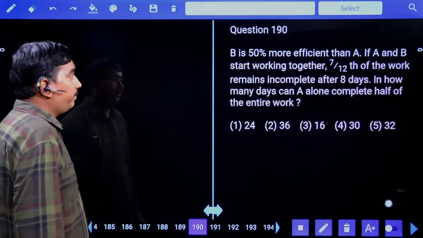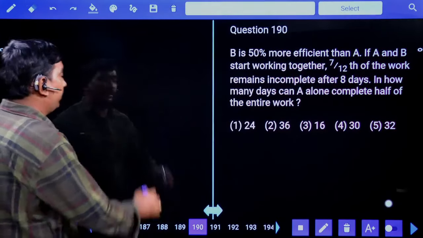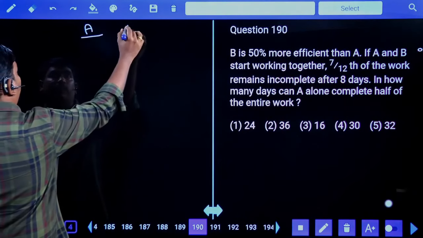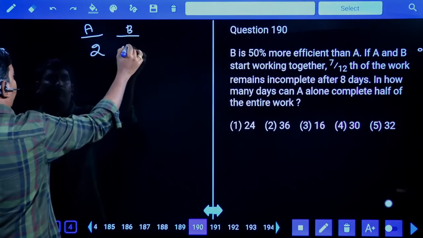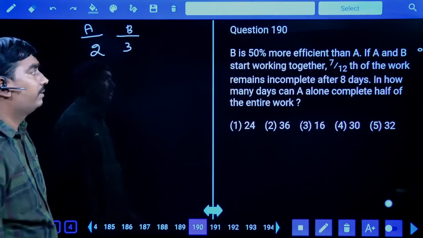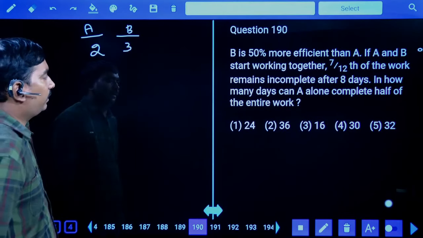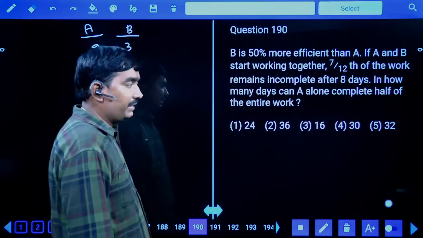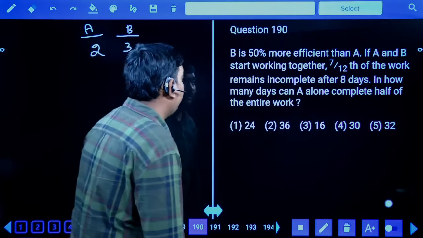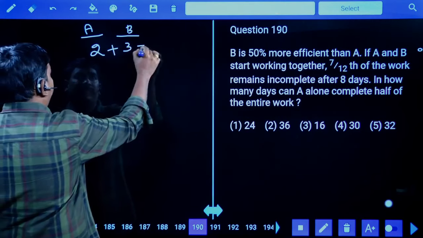Next, B is 50% more efficient than A. A can do 2 units, B can do 3 units. A and B start working together. 7/12 of the work remains incomplete after 8 days. In 1 day they can do 5 units.